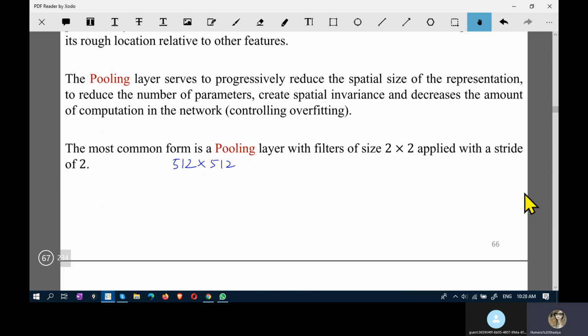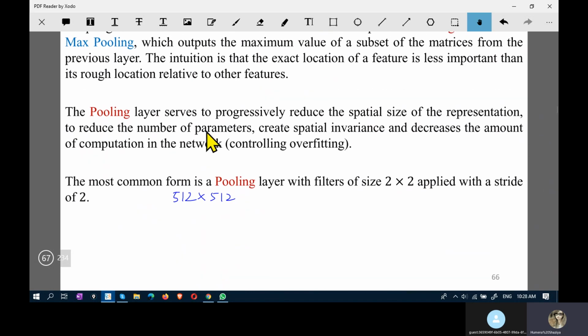It is efficient to reduce the size of the image after every convolutional layer so that you can preserve its properties as well as you can while reducing its size. And that is one use of the pooling. Another is that it creates spatial invariance and decreases the amount of computation. This is the second one.